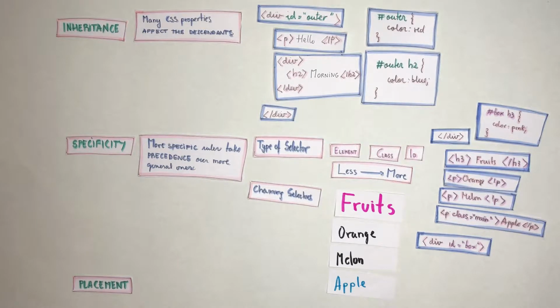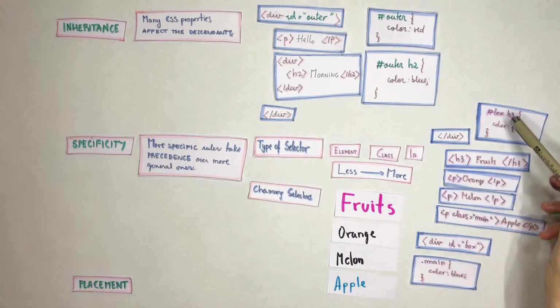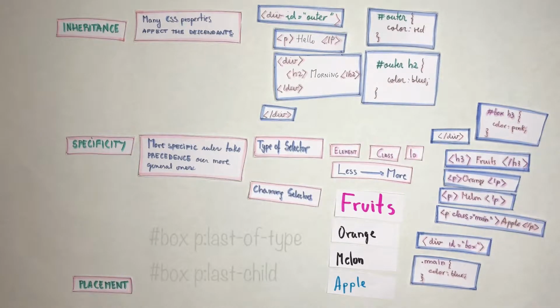I'm creating the main class and adding that class to the last P element inside the box div. If we wanted to use a chain selector here, what would that be? Right, box P last of type, or box P last child. Why? Because we are selecting only one of all the P elements inside box, and that one is the last one. So we need to specify that it is exactly this P element, the one we want to select, and we can do that using the last type or the last child selector.